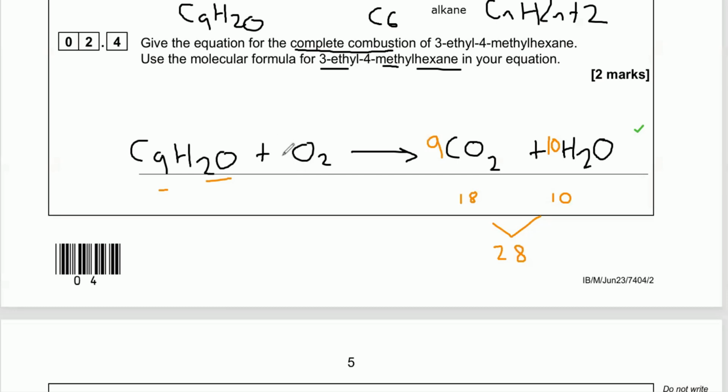So I'll come back to the left, and with combustion equations, you always balance the oxygen last. And so I'm going to have 14 oxygen molecules. 14 times O2 is going to make 28. And there we go, that's the second mark. Awesome.